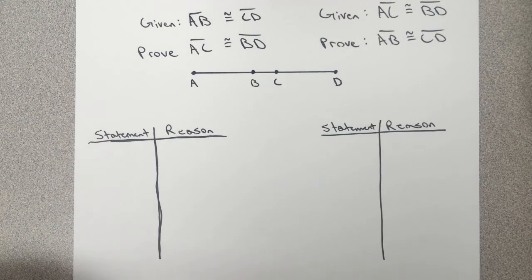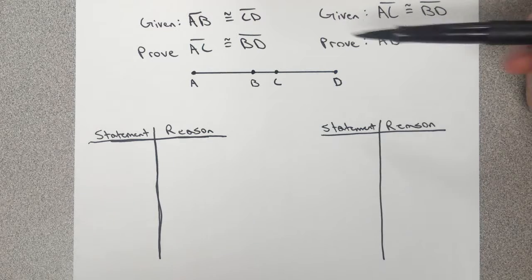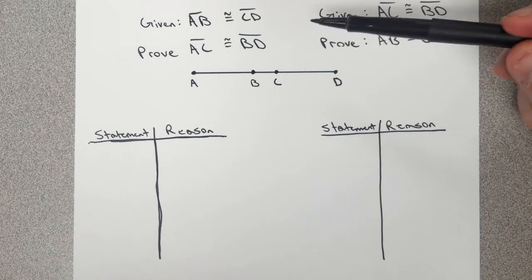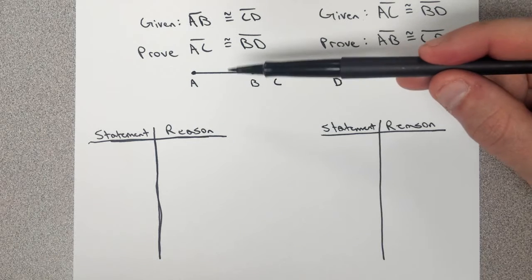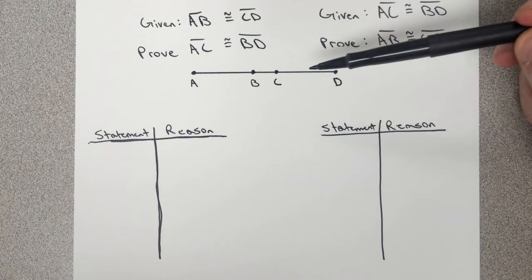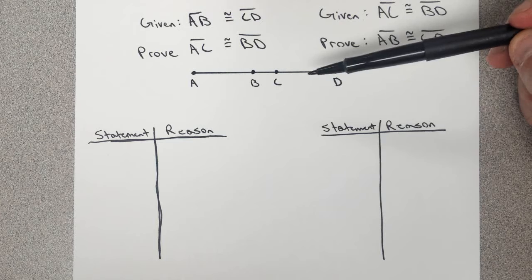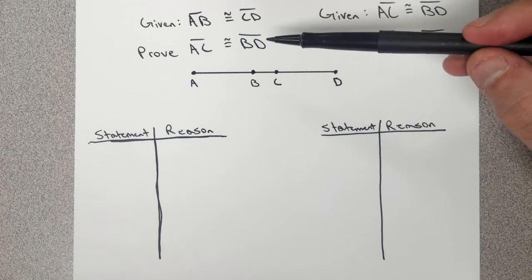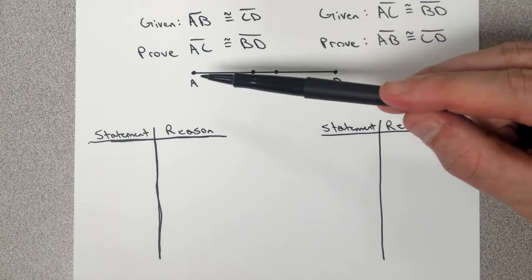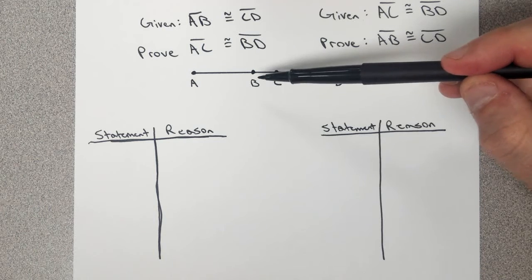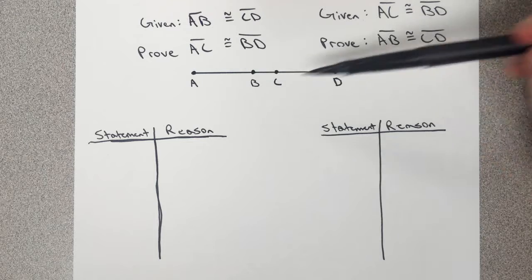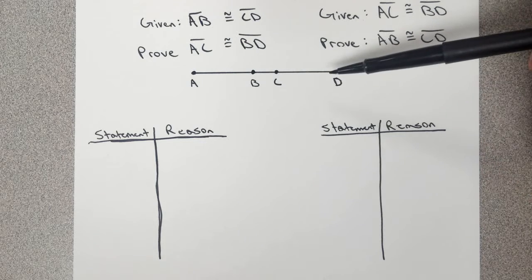Hello again, everyone. I just wanted to provide a quick proof of the common segment theorem. The common segment theorem says that if you are given that AB and CD are congruent, then you get to claim that AC is congruent to BD. If you're given the outside segments are congruent, you get to claim that the overlapping ones are.